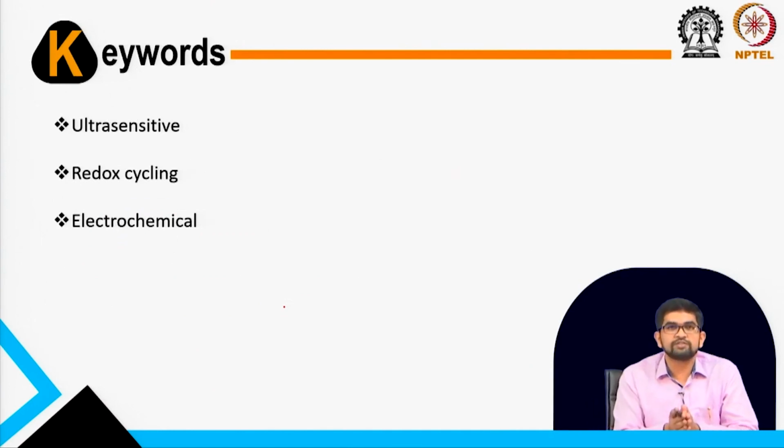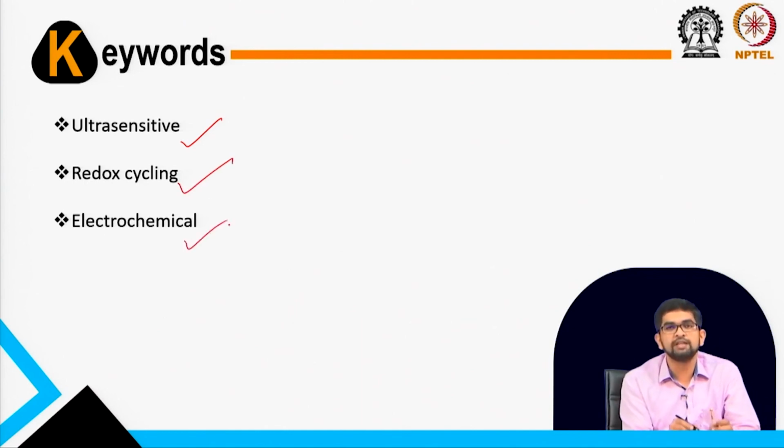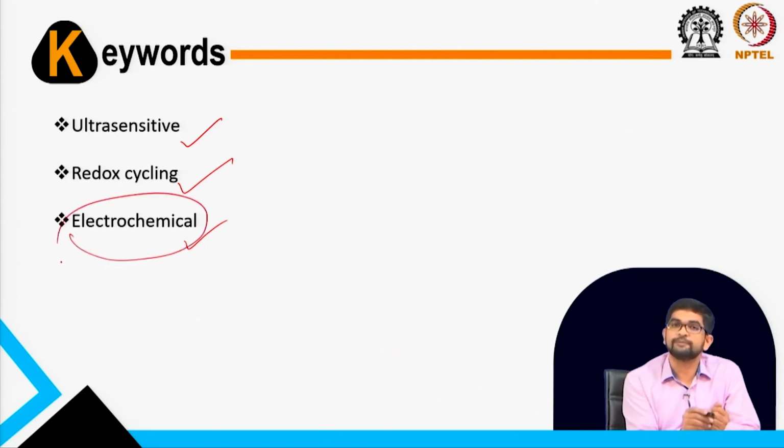So the main keyword for today's lecture is ultrasensitive. If you search all these keywords, you will get lots of other reports also. So you should know this one, redox cycling and electrochemical. Mainly in these lectures I will emphasize the electrochemical. So why do we need the electrochemical? In the very first class I told you that the electrochemical technique is very user friendly. It is a very cost effective technology, and we can easily make a miniaturized sensor, right? That's why I mainly focus on the electrochemical.